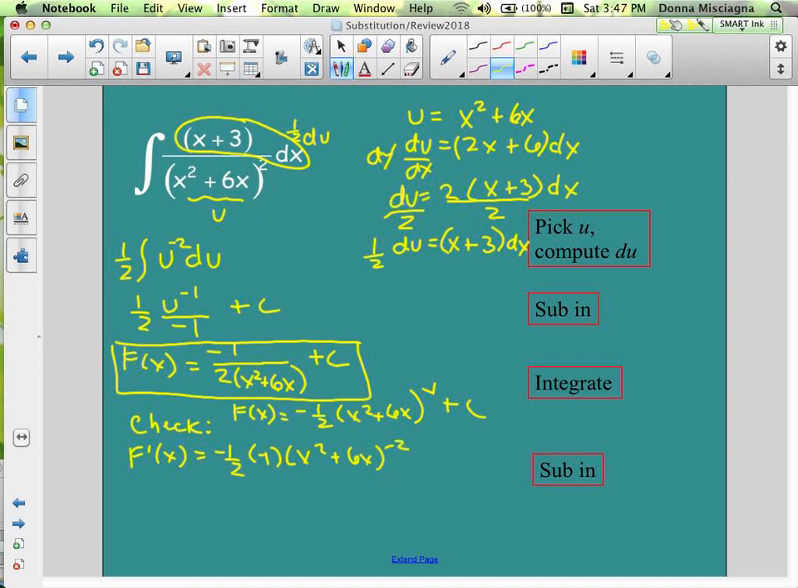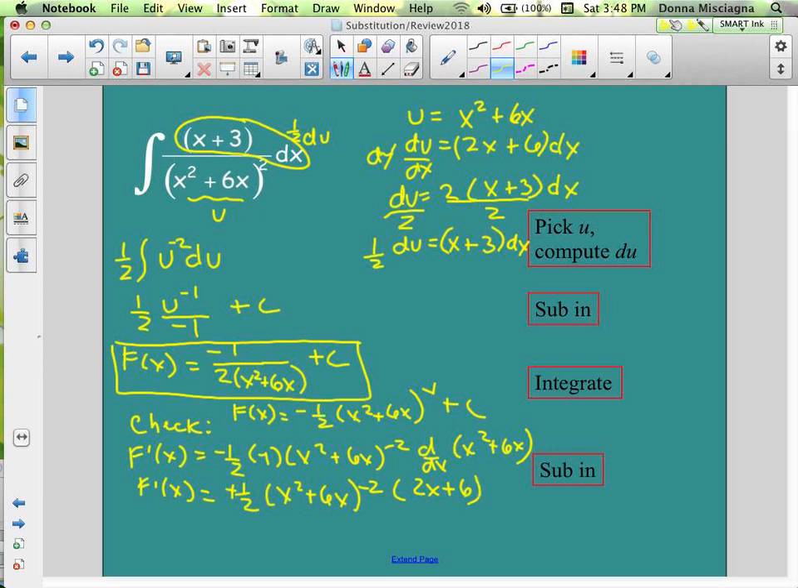So it's the derivative of, it's -1/2 to the blob is -1 times the blob times the derivative of the blob. So the derivative of x squared plus 6x. All right, so that gives us f prime of x equals -1/2, actually now it's a +1/2, times x squared plus 6x to the -2 power. Derivative of x squared plus 6x would be 2x plus 6.